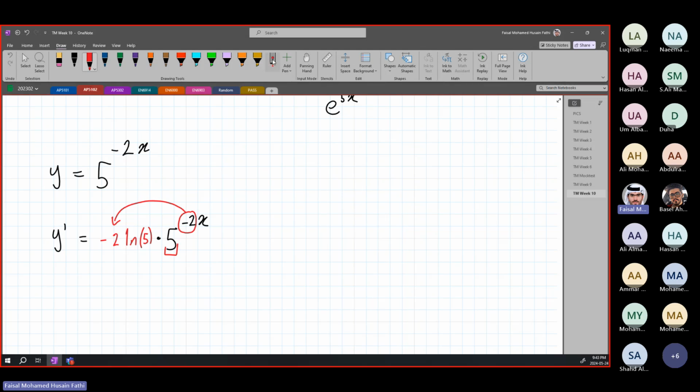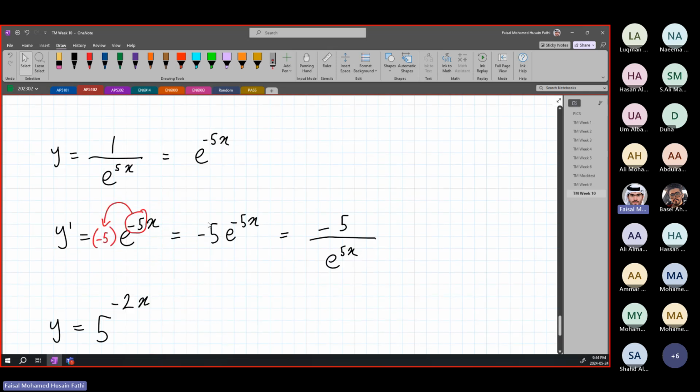So again, I repeat, the first thing is your base is no longer e. You have a base of 5 now. This means that you're going to have to do the ln of this value and multiply it outside. And on top of it, whichever value you have up here, you're going to multiply outside as well. This is the trick for any other base other than e. So y prime would be minus 2 ln 5 times 5 to the power minus 2x. This is how it will be.